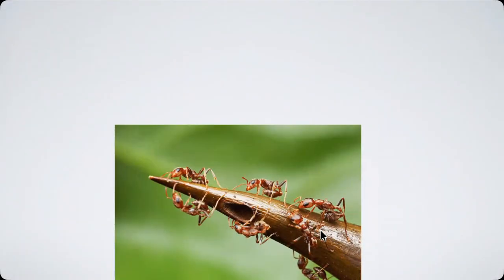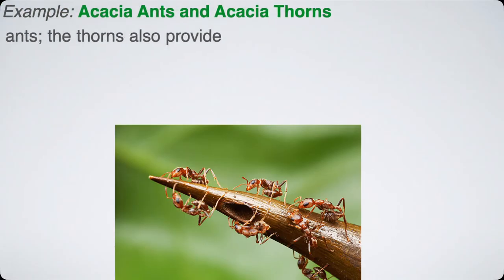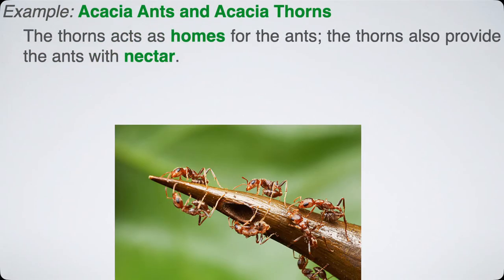What about this relationship here? If you think you know, we've got ourselves acacia thorns and acacia ants. The thorns are acting as a home. That little hole that you see right here is not created by the ants. It's just a part of the acacia thorn's anatomy. And so you end up with ants that are able to live inside of this plant. In addition to that, to lure the ants, the plant supplies them with nectar, which is going to allow them to stay in the plant itself.